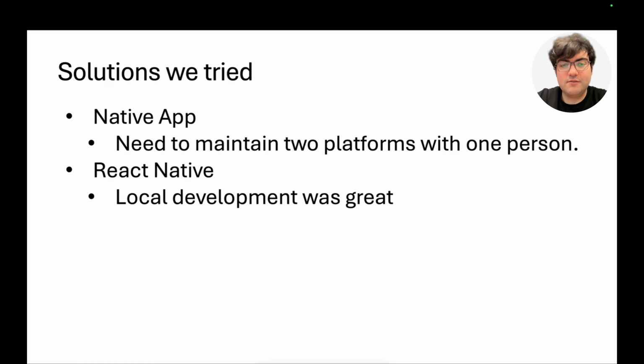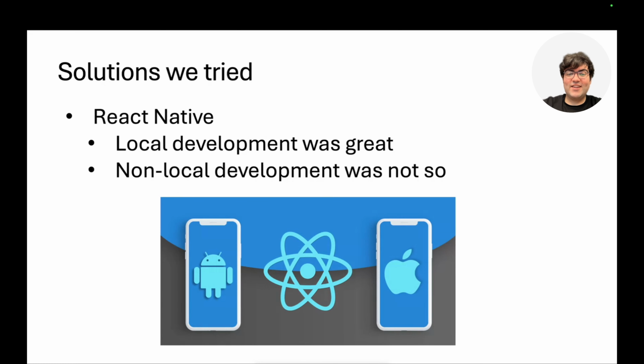We went to React Native, where you can just write a single React code and it will go to both platforms through Expo or other bundlers. The local development was very great. You had tools, you can just save and it comes up there in real time with Expo Go and such. But when we came to the non-local development, when it's time to test it, it wasn't so great.